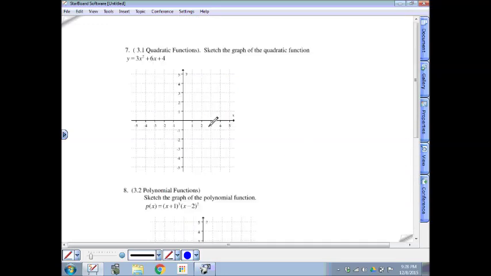Okay. Question 7, quadratic. Sketch the graph. The graph of a quadratic function is a parabola, and the most important part of the parabola to find is the vertex. There's a couple ways you can do this. One way is to rewrite this from general form into standard or vertex form. That's done by completing the square.